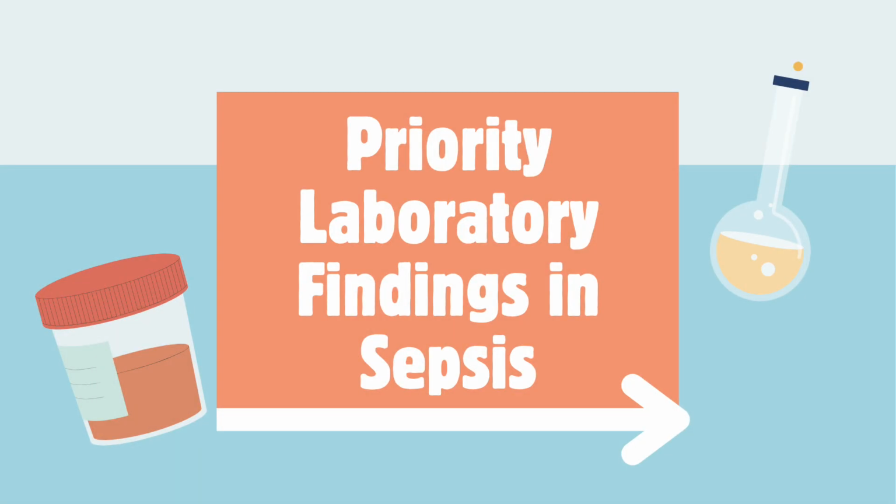Priority laboratory findings in sepsis are essential for confirming infection, assessing severity, and identifying early organ dysfunction. These labs help guide clinical decision-making and allow for rapid recognition of deterioration. The most important initial laboratory findings include blood cultures, complete blood count, and serum lactate levels, which together provide key information about infection status, immune response, and tissue perfusion.